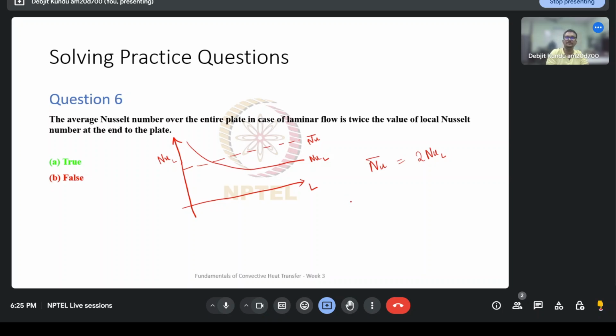Right. So the expressions for them are like that as well. So this is 0.332 into Prandtl number to the power 1/3 Reynolds number to the power half, whereas the average one is 0.664 into Prandtl number to the power 1/3 and Reynolds number to the power 1/2. So the average is twice the local value. And as a result, this statement is true.